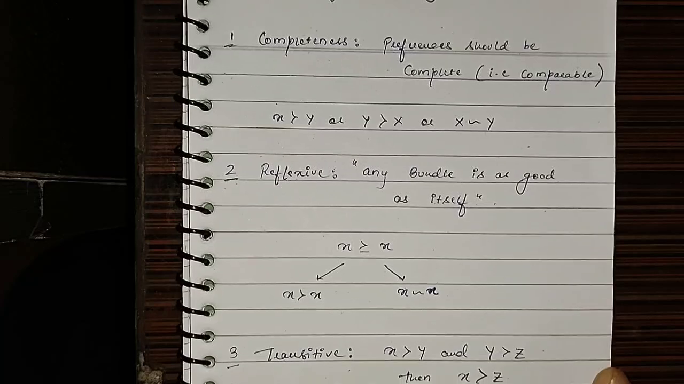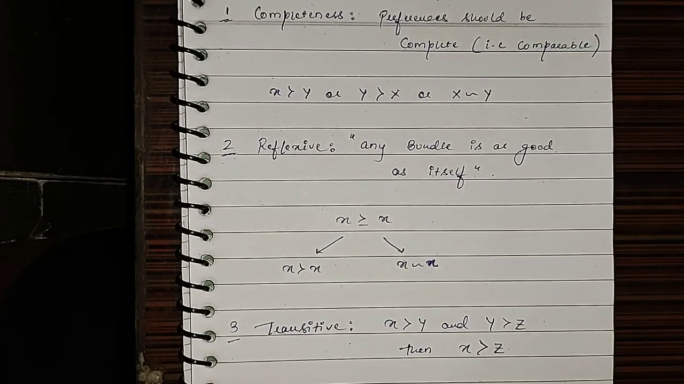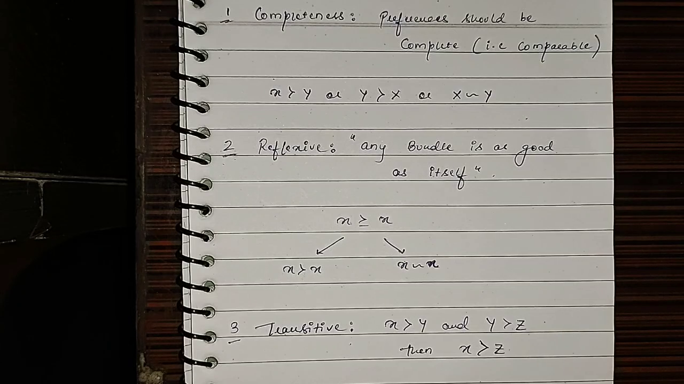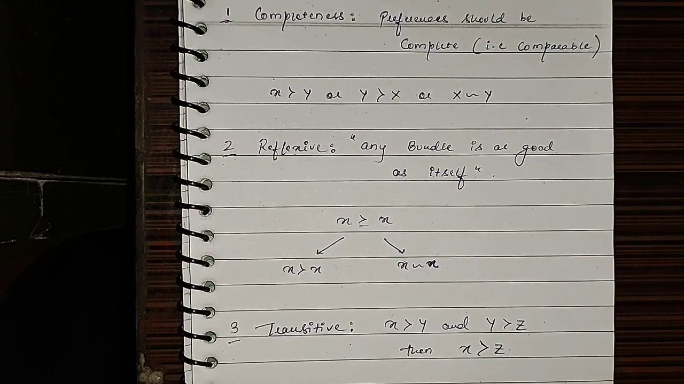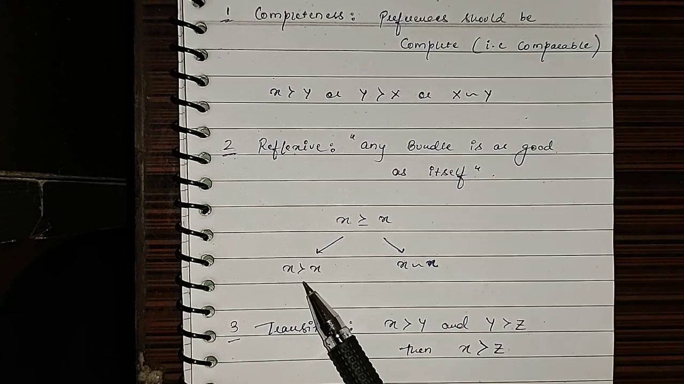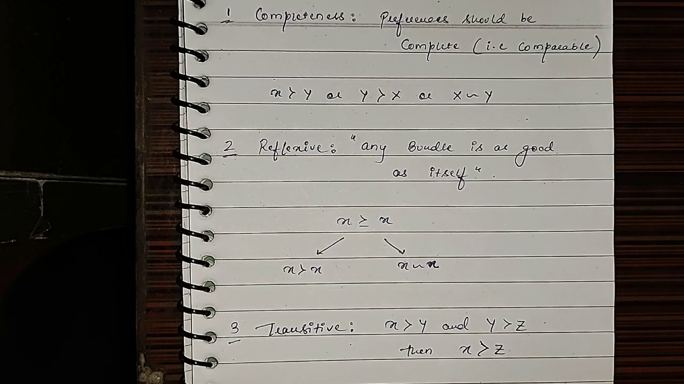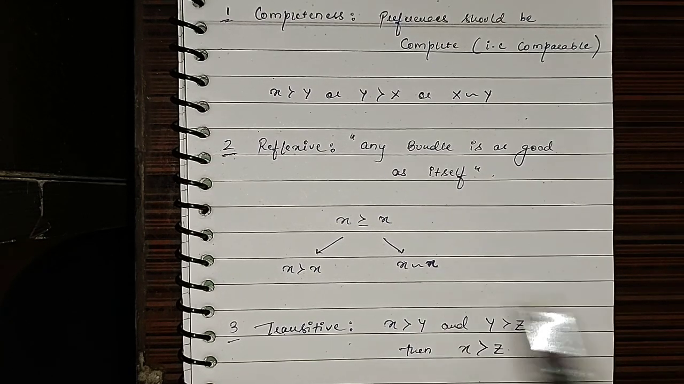Now the second is reflexive, and this can be summed up in a sentence: any bundle is as good as itself. What does it mean? It means that suppose we have two identical bundles of X. Here the cases of both strict preference and indifference would hold. Why? Because the consumer may believe that he is preferring one particular unit of X that is identical with the other, but he is still preferring that more, or the case must be that he is just indifferent between the two.